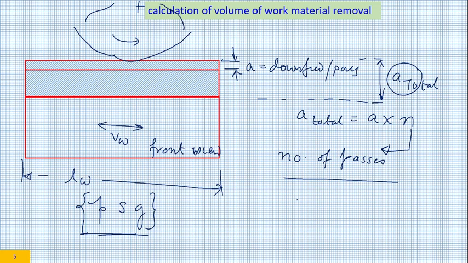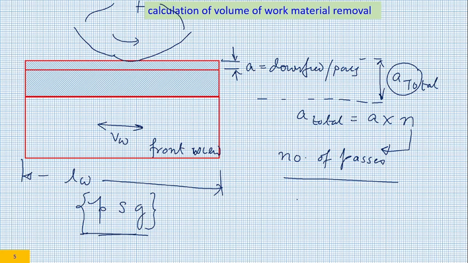Here, what I am trying to say is that the grinding cycle I am not bringing in. That will complicate the matter. So we are assuming A total equal to A into N. You might say that A into N is not equal to A total because you require more number of passes to remove A total amount of material because of wheel deflection. That particular aspect I am not bringing in.